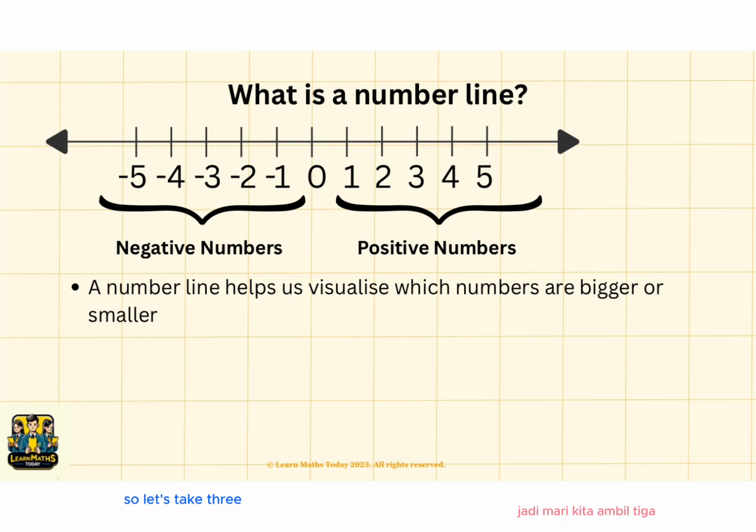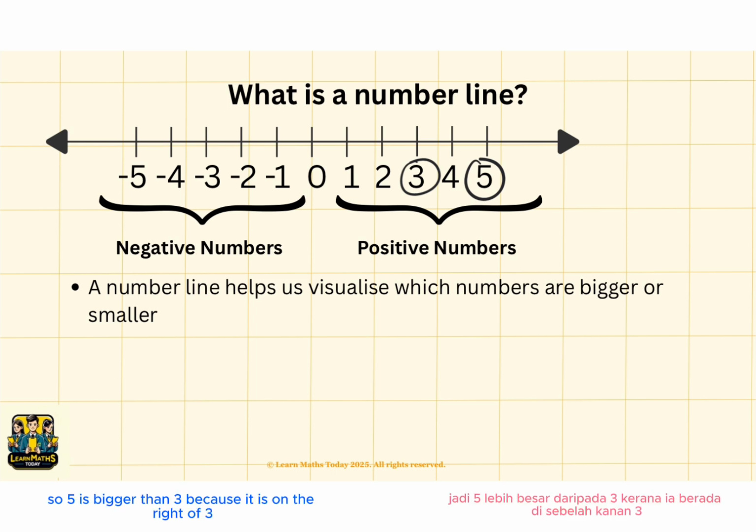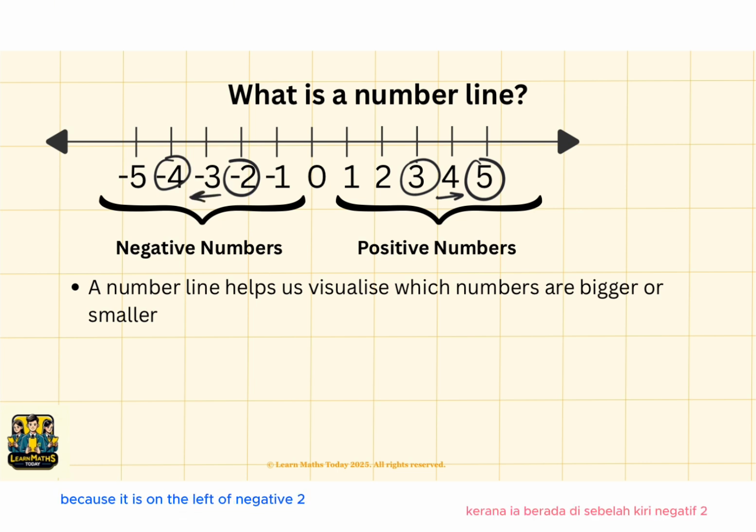So, let's take 3 and 5 as an example. 5 is bigger than 3 because it is on the right of 3. And another example of this is if we take -2 and -4. -4 is smaller than -2 because it is on the left of -2.